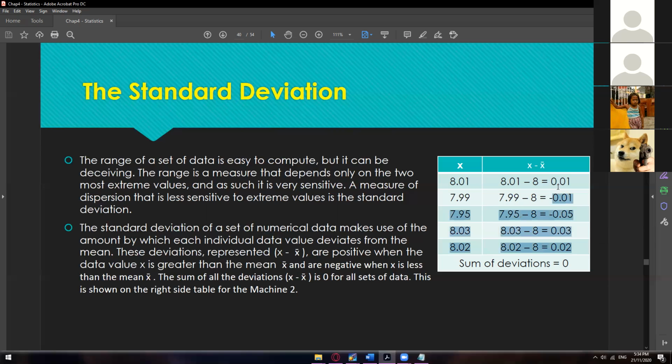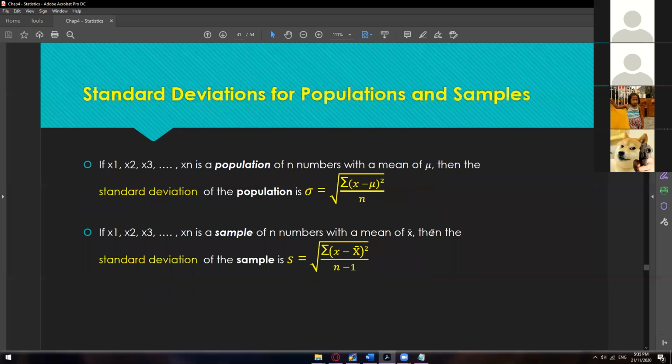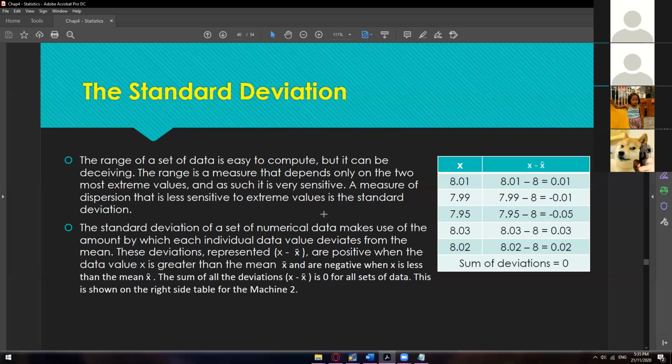For you to be able to check whether this is correct or not, the sum of deviations must always be equal to 0. This is just for you to check if you got the correct deviations. So in those 5 cups, we have a total deviation of 0. Some of them lack, some of them are more than, and if you add all of those, you must get 0, right? Did you guys get the idea of standard deviation so far?